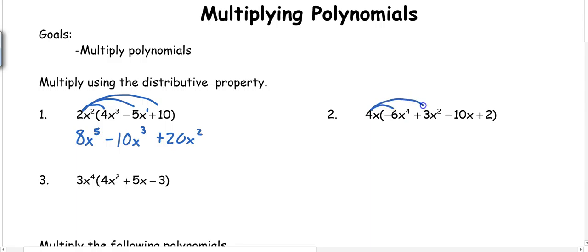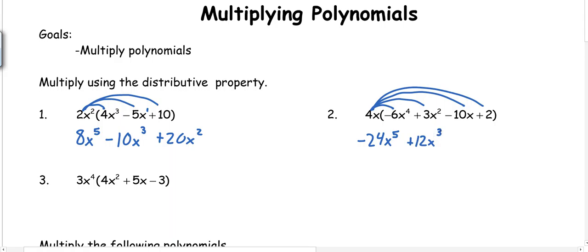So I'm going to multiply everything by 4x. Remember that just an x has an exponent of 1. So 4x times negative 6x to the fourth gets us negative 24x, 1 plus 4, to the fifth. 4x times 3x squared gets us 12x to the third.